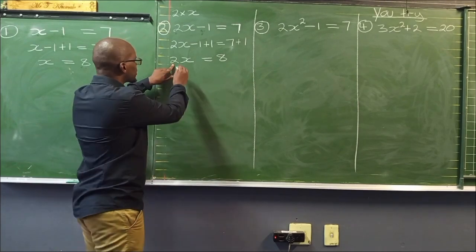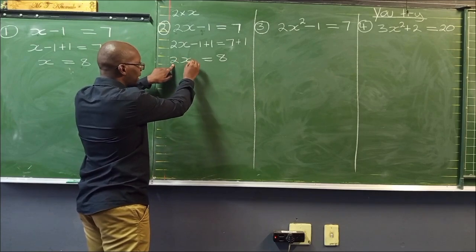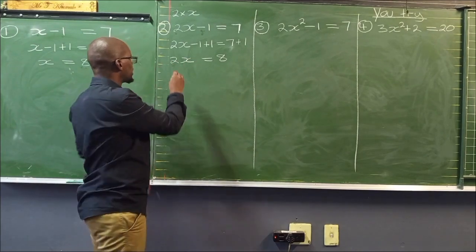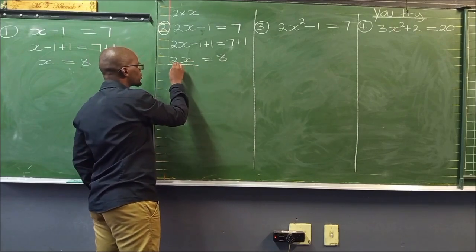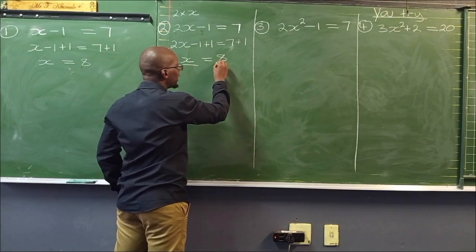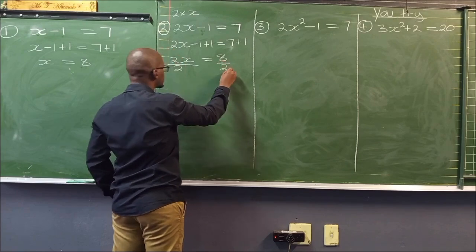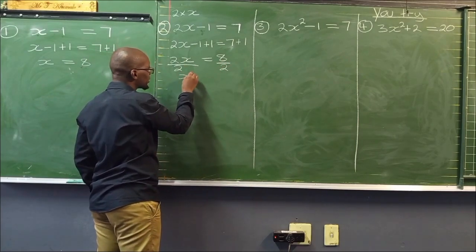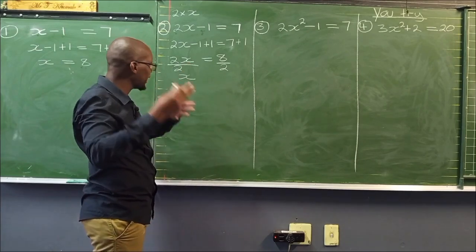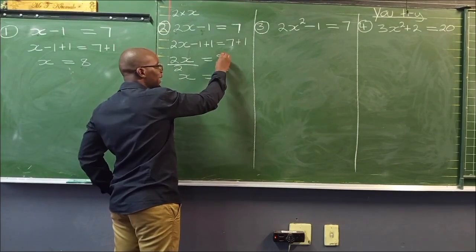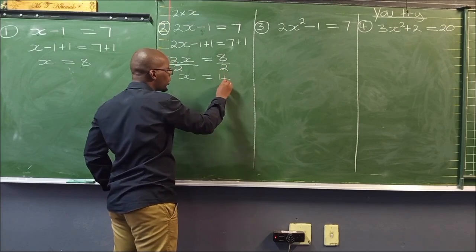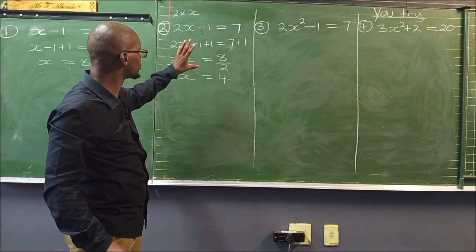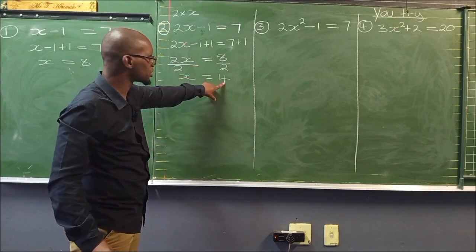Why do I divide? Because 2x means 2 multiplied by x. What is the opposite of multiplication? Division. So now we are going to divide the left-hand side by 2, and we are going to divide the right-hand side by 2. 2 divided by 2 is equal to 1. So on the left-hand side we are left with 1x, which is equal to 8 divided by 2, which gives you 4. So in this particular equation, our value of x is equal to 4.